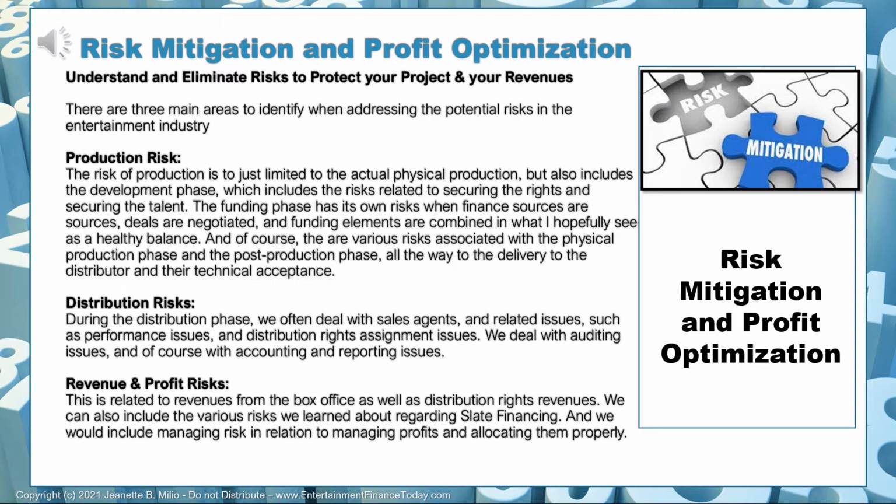When we talk about distribution risk, we're talking about the distribution phase, and we're often here dealing with issues related to the sales agent, especially in connection with performance clauses. We also are dealing sometimes with distribution rights assignment issues. And we might be dealing with auditing issues for distribution revenues as well as related reporting issues. And when we talk about revenue and profits, we often talk about the risk related to the collection of those revenues from the sales agents, from the distributors, but also from the box office.